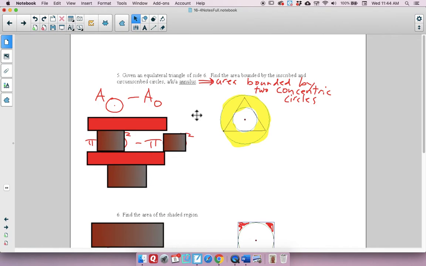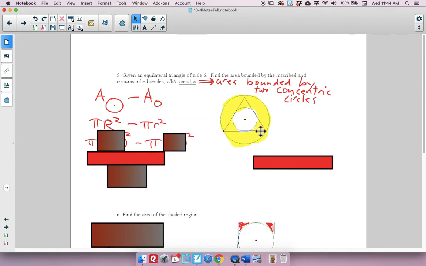How would we characterize that in terms of the formulas we know? And remember, we know the equilateral triangle has side 6. Okay, well, wouldn't the area of the big circle be pi r squared, meaning the big radius, so like this, minus pi r squared, which would be the small radius, the radius of the small circle.